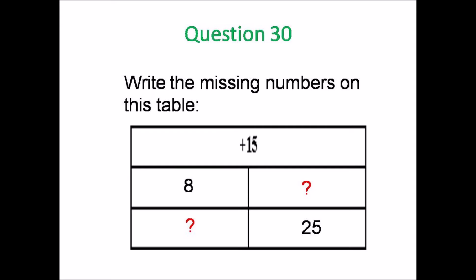And we're moving on to question 30. Write the missing numbers on this table. You're adding 15. So there's an 8. See what you have to do with 8. And then there's a 25. See what you have to do for that 25. Put those 2 missing numbers in on the table. Remember, you're adding 15. Use that to get your answers.